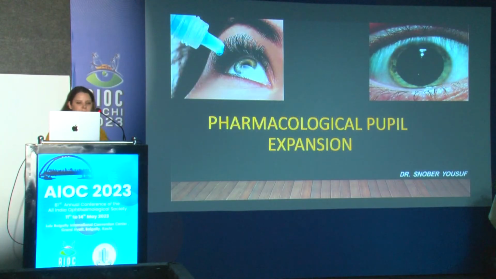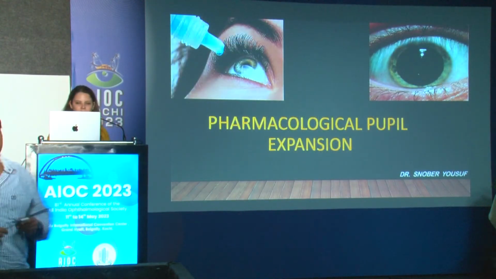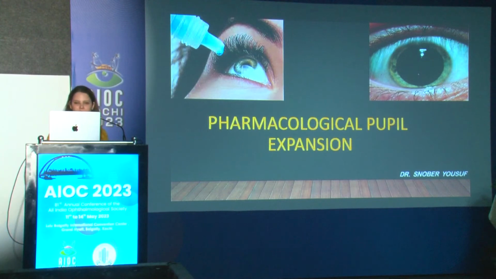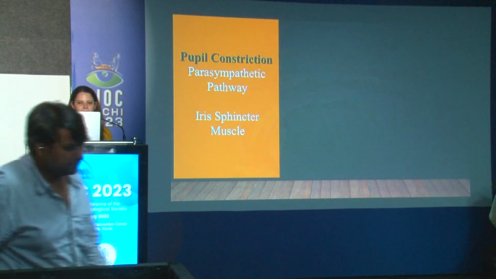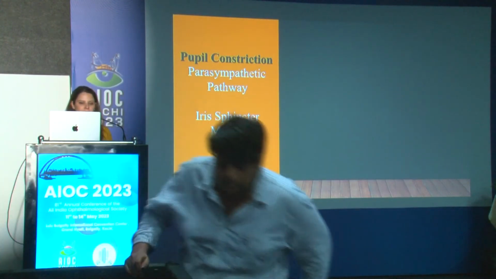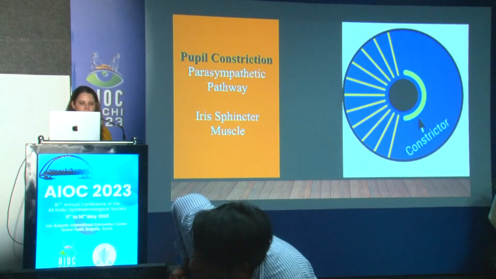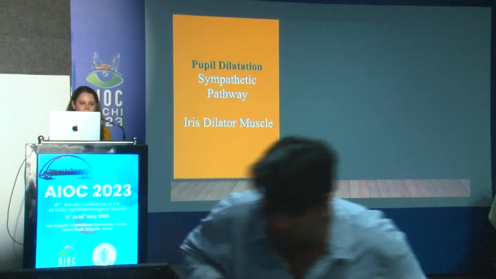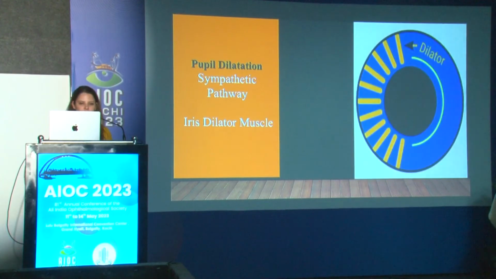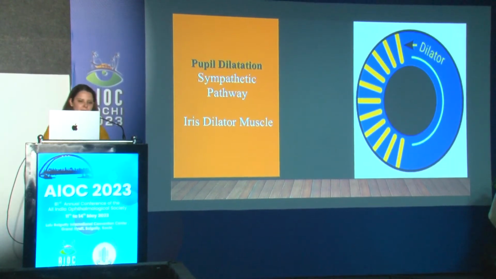Okay, good afternoon, everyone. I will be talking about the pharmacological aspect of pupillary expansion. First, coming to how pupillary dilatation takes place: the constriction of the pupil occurs via the iris sphincter muscles, which are controlled by the parasympathetic pathway. And similarly, pupil dilatation occurs via the iris dilator muscle, which is controlled through the sympathetic pathway.